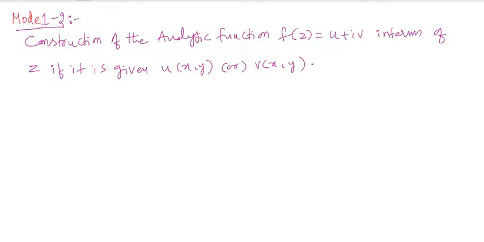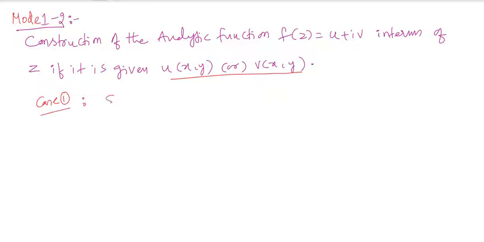Now what we are going to do is, if they provide you u of x comma y or v of x comma y, either one, then you will construct your analytic function f of z in terms of your u plus iv. You will calculate it. That is the next approach you have to keep in mind. Am I right or not? So let me take case 1 here.